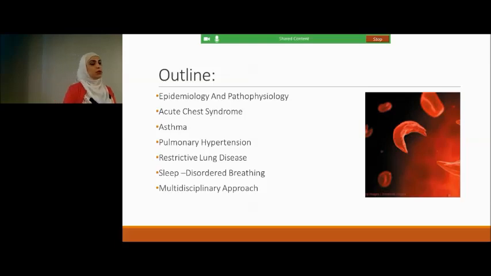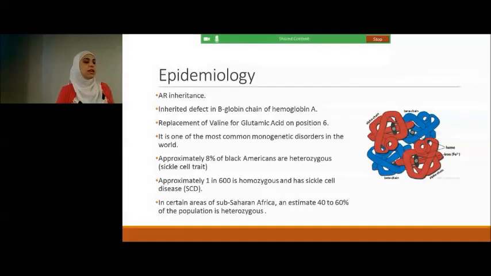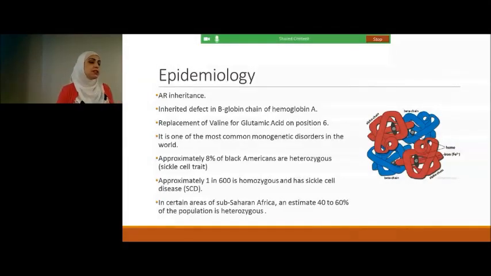So to start, as you all know, sickle cell disease is a very common disease. It is inherited as an autosomal recessive disease, and it results from a point mutation in the beta globin, forming the hemoglobin A, the adult hemoglobin. And the point mutation is usually, as you know, a replacement of valine for glutamic acid. And this results in a very common monogenic disorder worldwide that affects mostly the African American population.